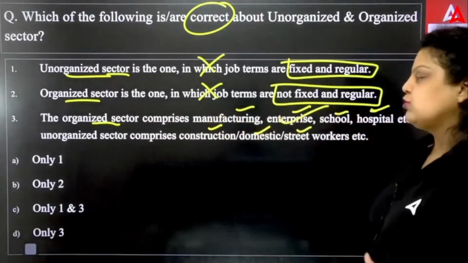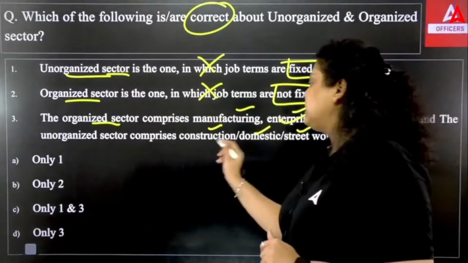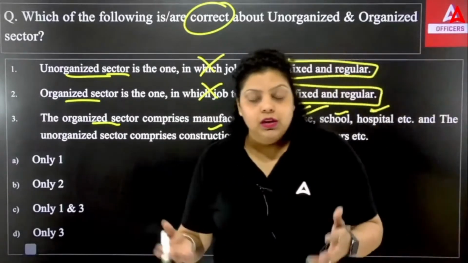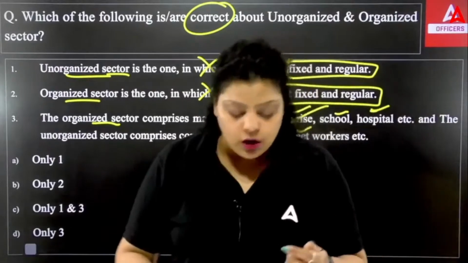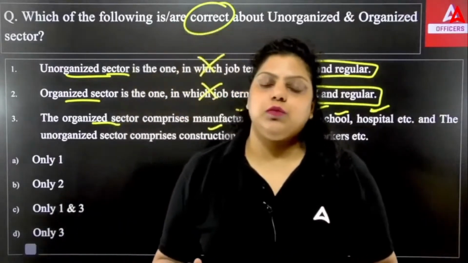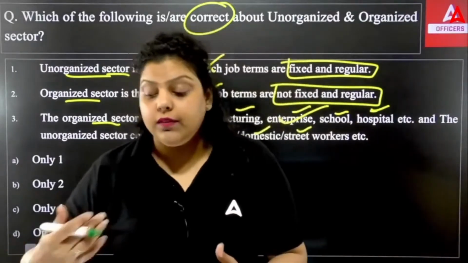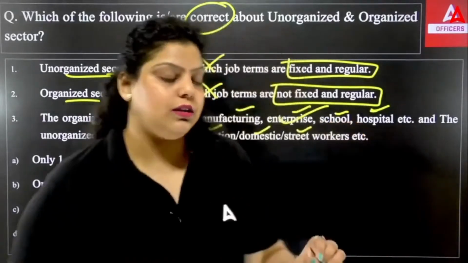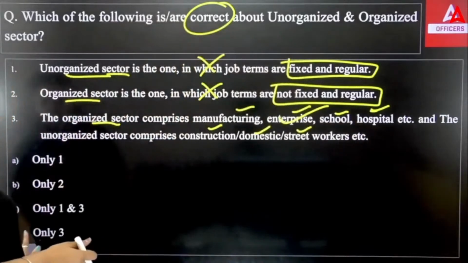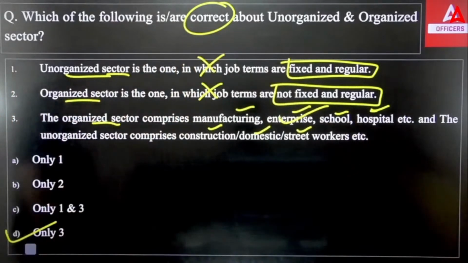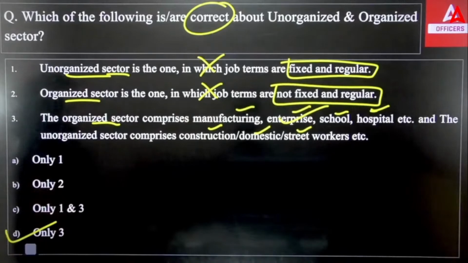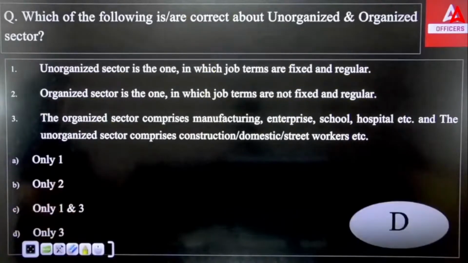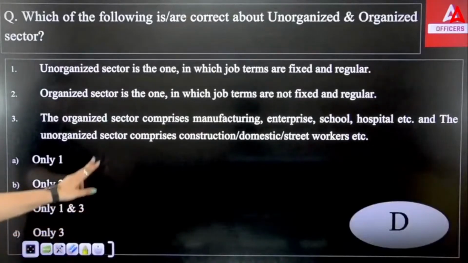The second half is also true, that the unorganized sector covers construction workers, domestic workers, or street workers, like your house helps. You do not give notice to them, or no such duration is fixed that after every 1 year you will give a certain increment to them. So that's why this is known as the unorganized sector. So the only correct statement about the organized and unorganized sector is only the third. First and second are both incorrect. So the right answer will be your D option, that is only third.